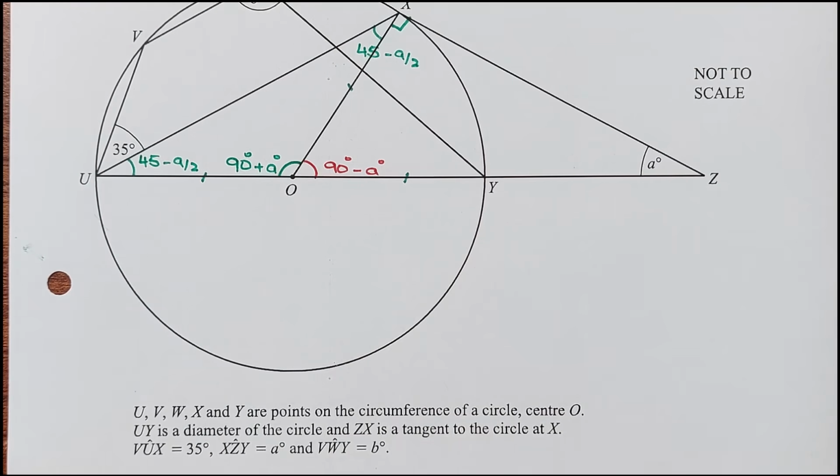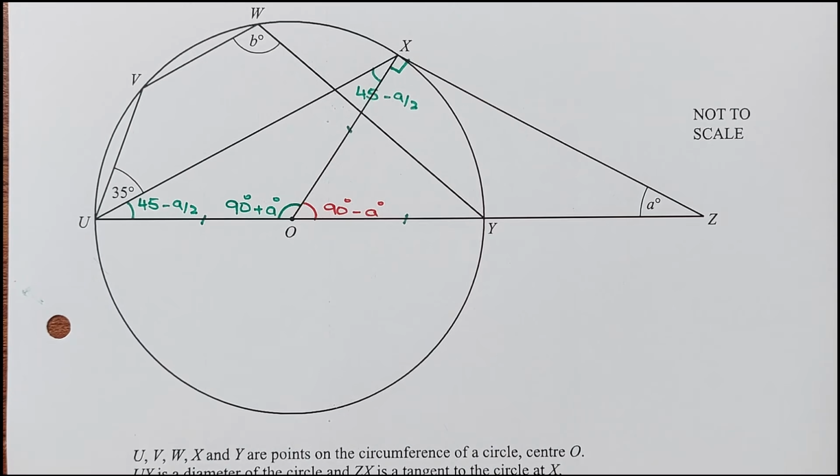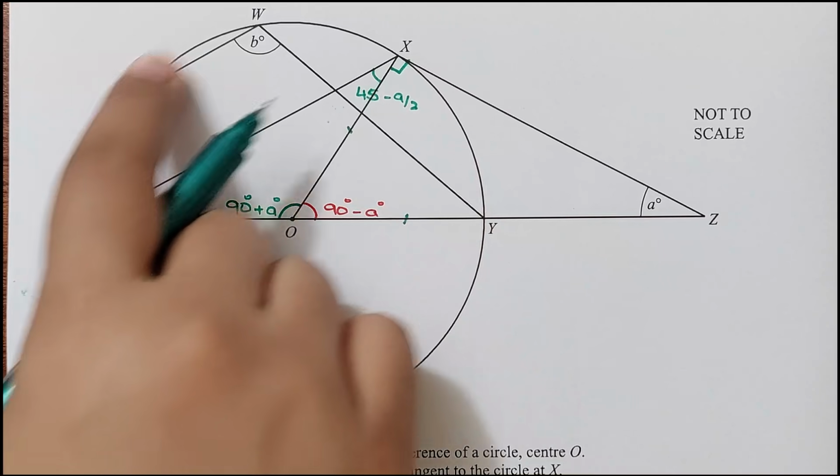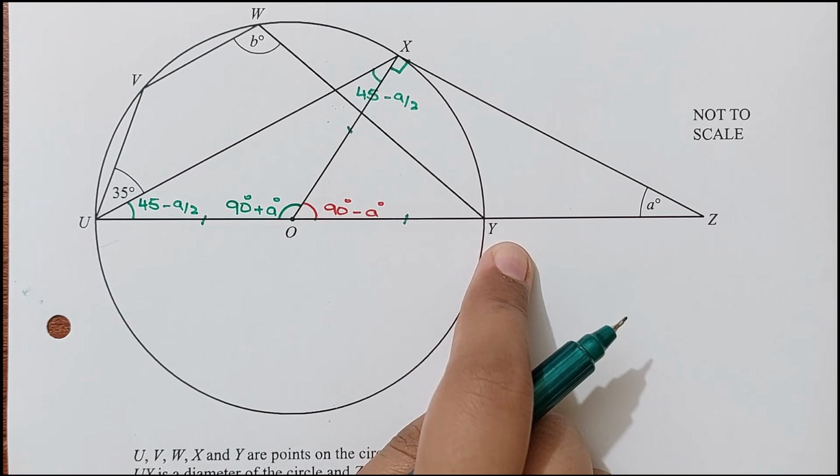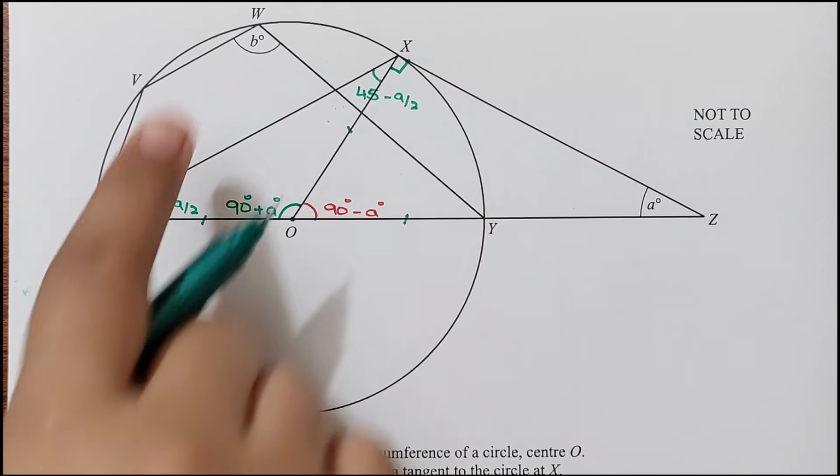Now the last step is considering the concept of a cyclic quadrilateral. So this is cyclic quadrilateral UVWY. Opposite angles add up to 180. So this angle and this angle sum to 180 degrees, right?